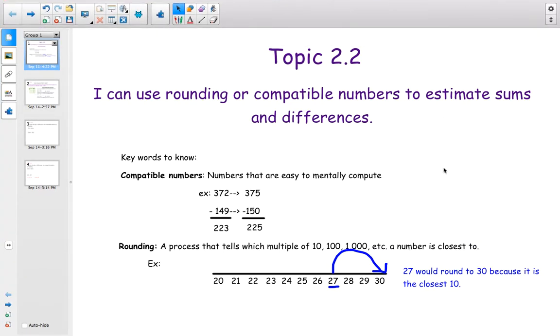Today's I can statement is I can use rounding or compatible numbers to estimate sums and differences. Some key words that we need to know are compatible numbers and rounding. Compatible numbers are numbers that are easy to mentally compute.